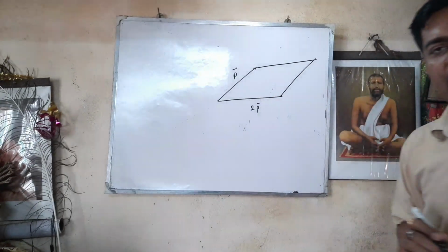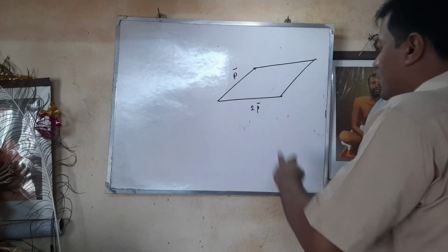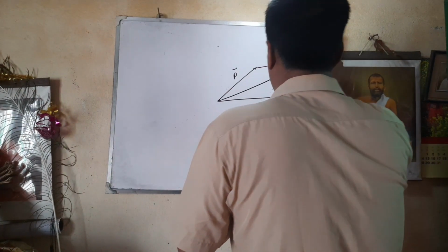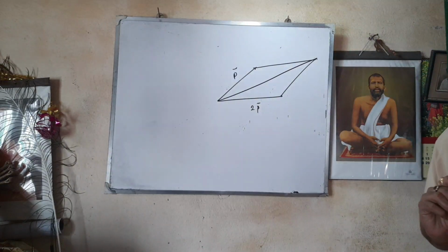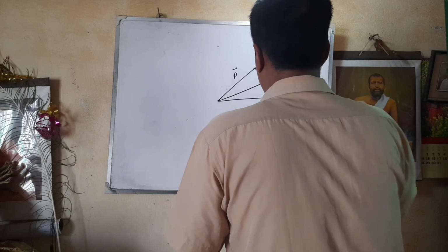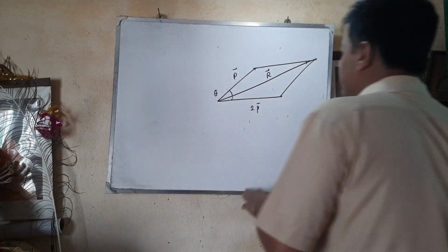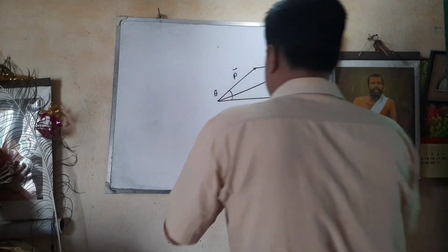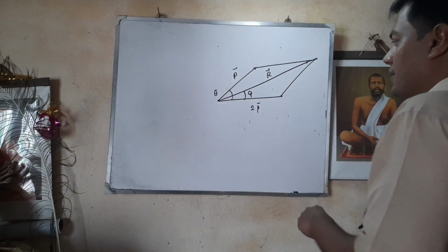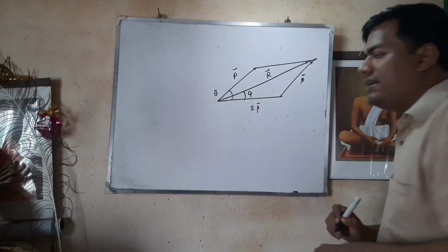If we apply the parallelogram law of addition of vectors to find the resultant of the addition of these two vectors, then according to the parallelogram law, this will be the direction of the resultant. So, it is R. Let the angle between P and 2P be theta, and the angle made by the resultant with the larger vector be phi. Okay. Now, clearly, this side will also be represented by the vector P.